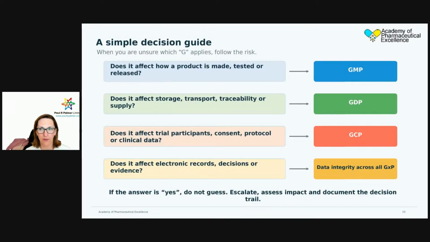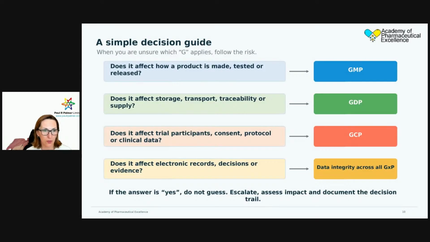Here I've got a very simple decision guide, a practical one that you can use. You don't need to memorize every regulation to know when to escalate. I think what you need to do is follow the risk. So you ask the first question: does this affect how a product is made, tested, or released? If yes, you are likely in GMP territory. Then you ask, does this affect storage, transport, or traceability of supply? If your answer is yes, you are in GDP.